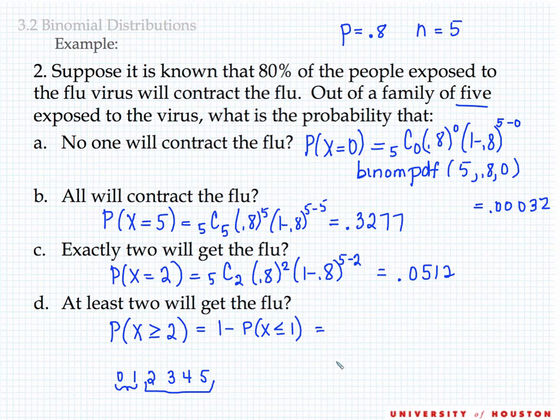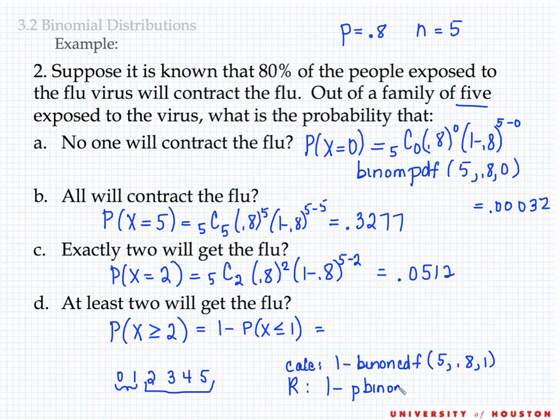So using the calculator, we do 1 minus binomial CDF, this time because it's an inequality, 5, 0.8, and 1. Using RStudio, our command would be 1 minus pbinom, and we put our k first here, then our n, then our p. Either way, this would be 0.9933.